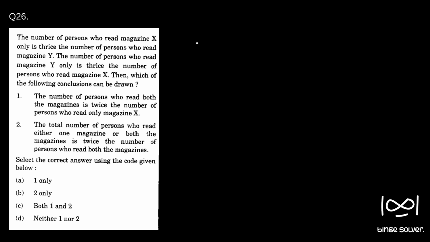The number of persons who read magazine X only is thrice the number of persons who read magazine Y. This question can be solved using a Venn diagram. Let's draw a circle. Let this circle represent all the people who read magazine X. Now we will draw a circle intersecting this circle. This circle represents all the people reading magazine Y, and this common area is people who read both magazine X and Y, as it belongs to both the circles.